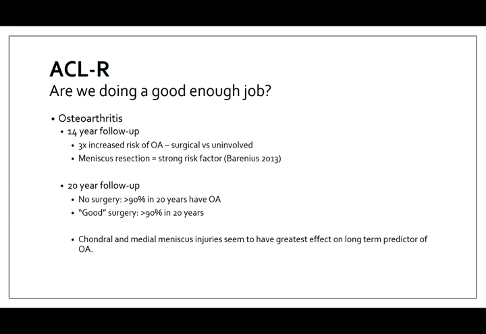At 20-year follow-up, if the patient didn't have surgery on their ACL, 90% or greater have OA. But if they did have surgery and is considered good surgery, those patients also had greater than 90% of OA. So take that for what it is. If you have an ACL tear, you're going to have arthritis. That's just what the numbers are telling us. So chondral and medial meniscus injuries seem to have the greatest effect on long-term predictor of OA.